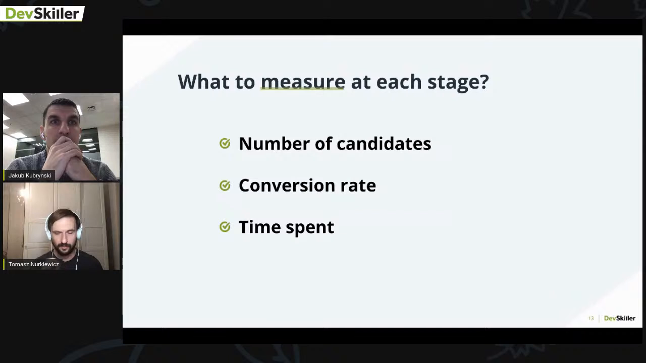So having metrics is one thing, but how do you actually interpret them? Obviously you want to have as short time spans as possible. So time spent at each stage should be as short as possible, because you are fighting for these candidates. You are truly fighting for the candidates on the market, because the faster you are, the less likely another company will pick this dream candidate you have. But what about the conversion rate, and what about the number of candidates?